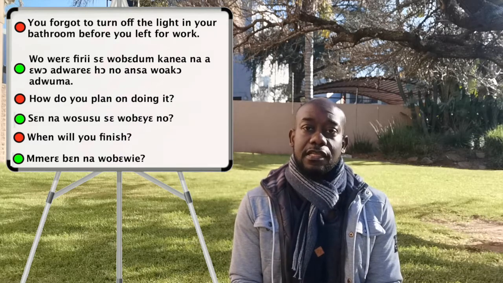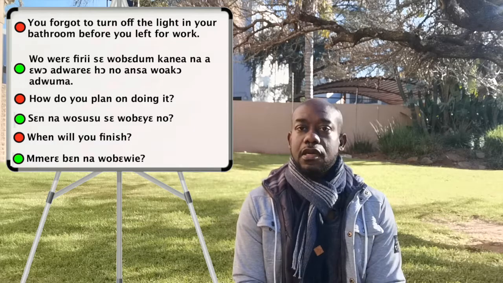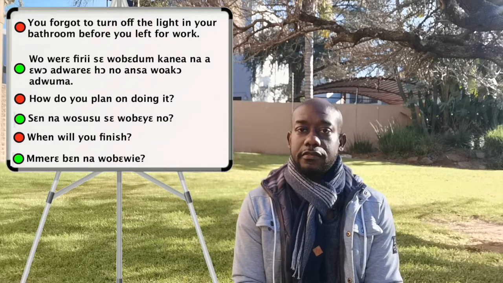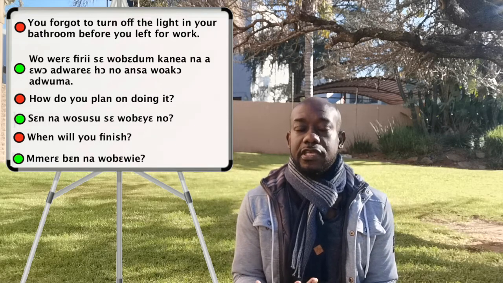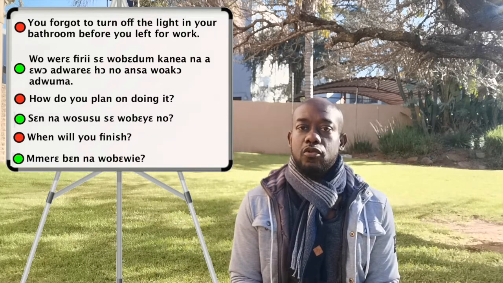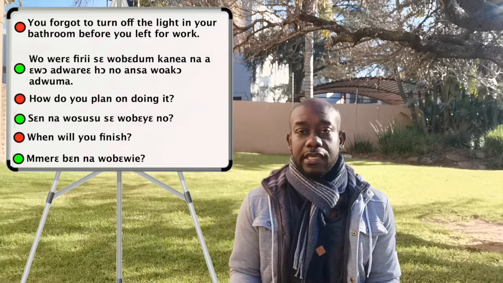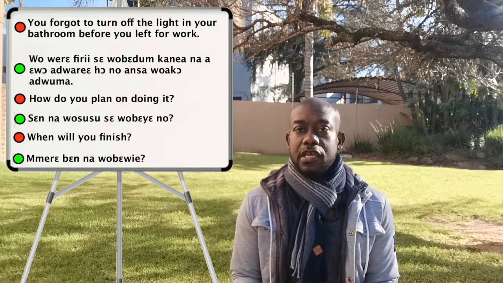Now the second thing that Afare wanted to know was, how do you plan on doing it? Again, how do you plan on doing it? And that in Twi can be said as, sɛn na wosusu sɛ wobɛyɛ no. Again, sɛn na wosusu sɛ wobɛyɛ no.